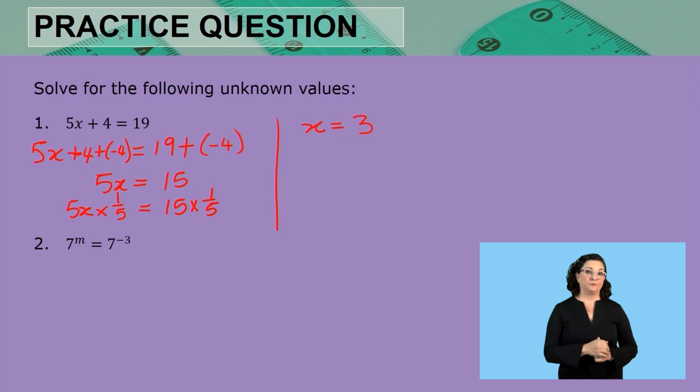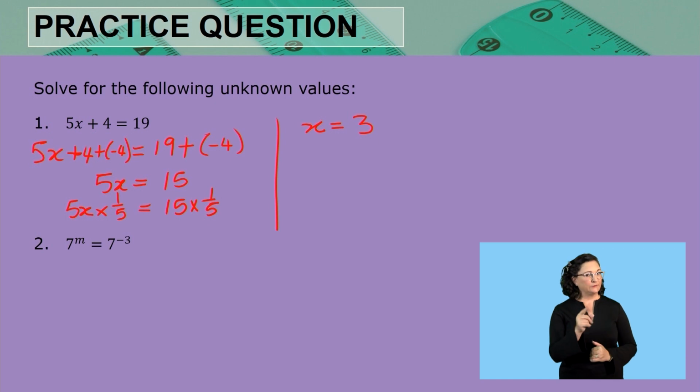Let's look at the next one there. Number 2 is an exponential equation. Now we have two powers that are equal to each other. So this means that whatever is on the left is exactly the same as whatever is on the right. Now since we have one power on the left, one power on the right, that means that these powers are equal to each other.